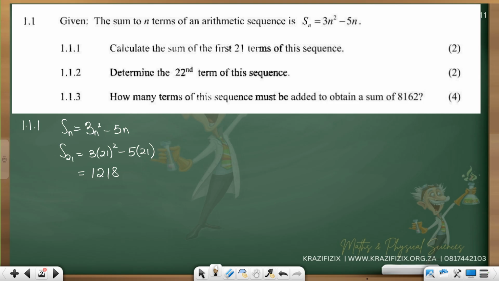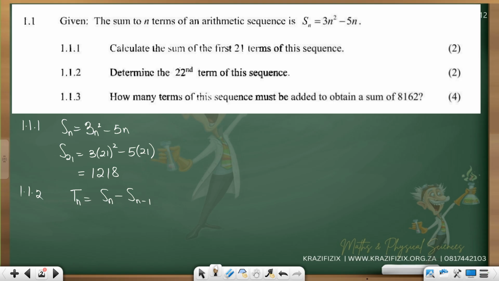All right, determine the 22nd term. Please know how to work that out. And this is the formula: Tn is Sn minus Sn minus 1. That formula is not on the formula page. It's something that you need to know.